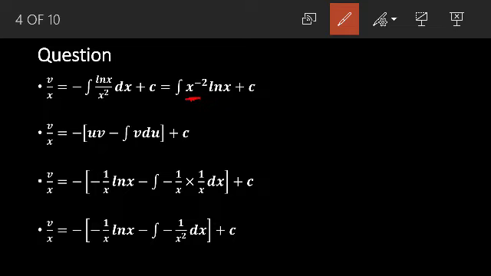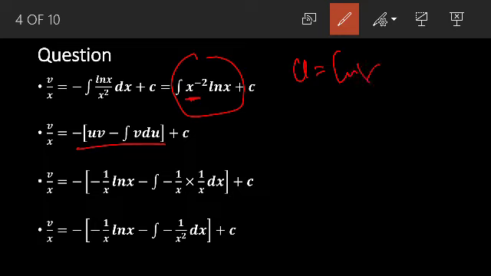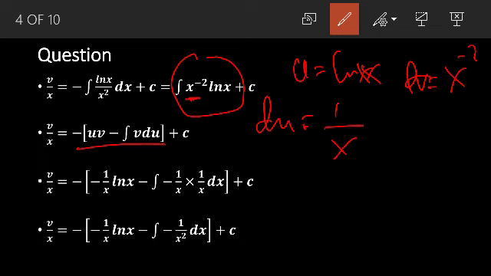Okay, which we cannot integrate by any other method except by using integration by parts, which is what we have here: uv minus the integral of v du, where our u would be ln x, the differentiable function, and our dv is x to the power minus 2. From u we can find du, the differential in x, and we are going to get 1 over x. Then from our dv we can find v. If you integrate dv, you are going to get x raised to the power minus 1 over minus 1.